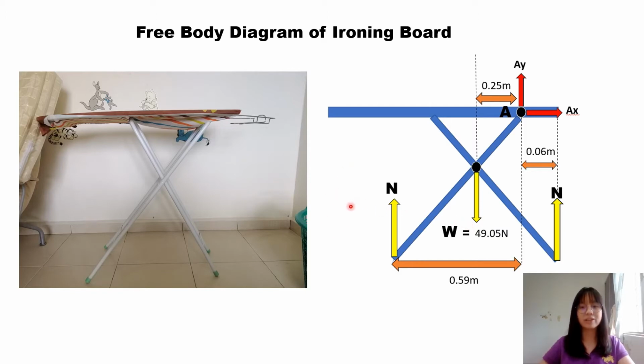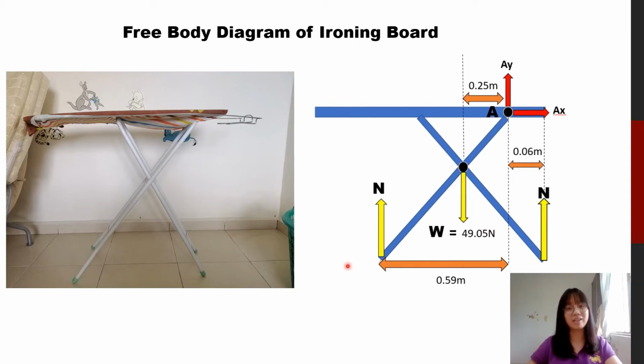Besides the forces acting on the ironing board, I also consider some measurements of the distance between some points. One of them is 0.25 meter, which is the distance between point A and the weight of the ironing board. 0.06 meter is the distance between point A and the normal reaction force here. And lastly, 0.59 meter is the distance between point A and the normal reaction force here. The calculations of the forces in equilibrium will be further explained in the other slides.